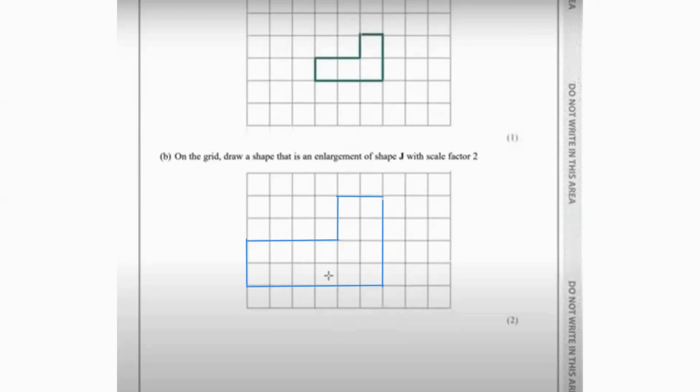Once again, each length of the original shape J is multiplied by 2. So if it's the length of 1, 1 times 2 is 2. So 1 becomes 2, 2 becomes 4, 3 becomes 6, and 2 becomes 4.